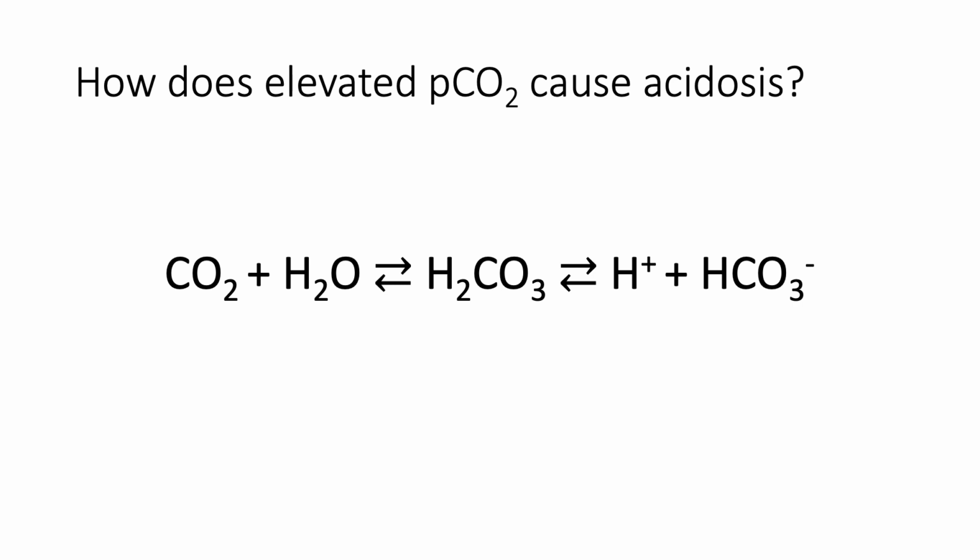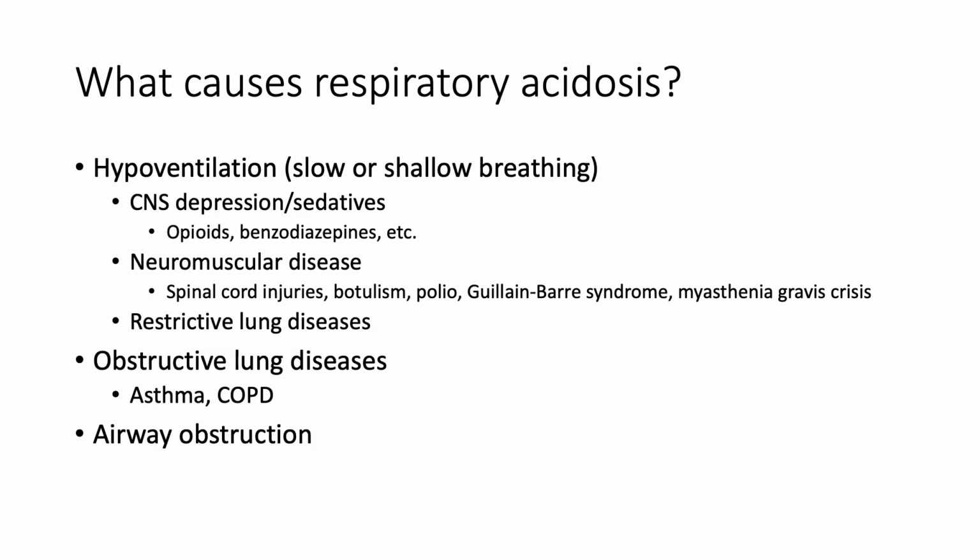So how does an elevated PCO2 cause acidosis? Well, you guys remember this equation: carbon dioxide plus water can become carbonic acid, and that reaction is catalyzed by carbonic anhydrase. And carbonic acid can dissociate into protons and bicarbonate. And so if you have a lot more CO2, that's going to drive a lot more production of carbonic acid, and so you're going to end up with more protons. So when it's caused by elevation in PCO2, we call it a respiratory acidosis.